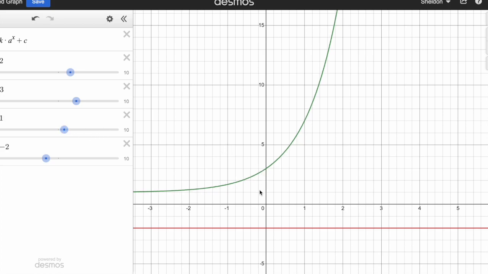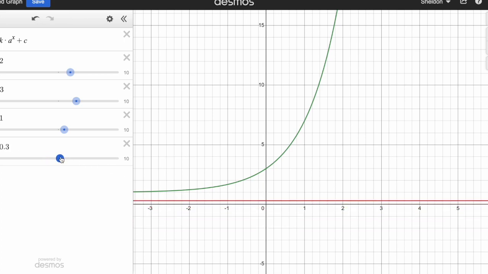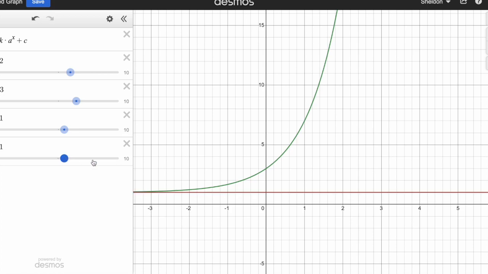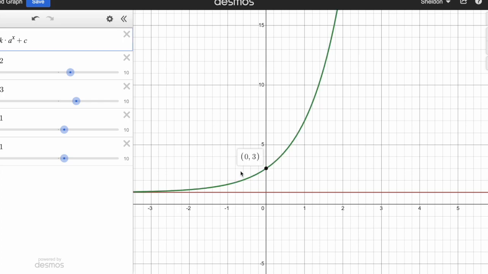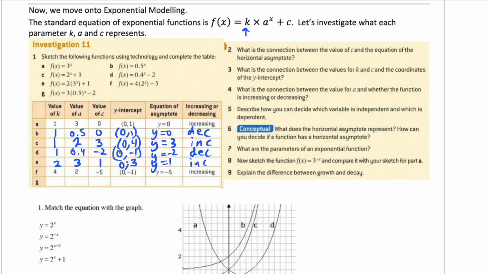Okay, so we can see the graph here now. The asymptote is actually at 1, the horizontal asymptote, because the c value is 1. That horizontal asymptote is also going to be 1, so we're going to have y equals 1. It's an increasing function because the a value is 3. It's bigger than 1. And the y-intercept is (0, 3).